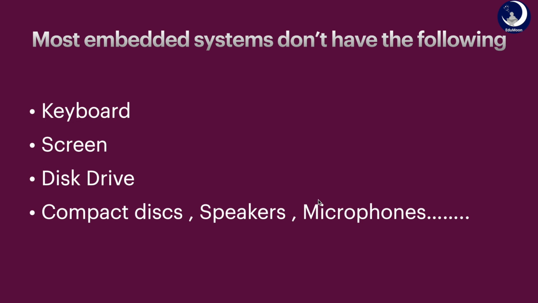Next is a disk drive. A program is stored in memory, and most embedded systems do not need to store much data on a permanent basis. Those that do typically use various kinds of specialized memory rather than disk drives, because, as I said, most embedded systems do not need to share much data. Some embedded systems don't even have a compact disc, speakers, microphones, etc.